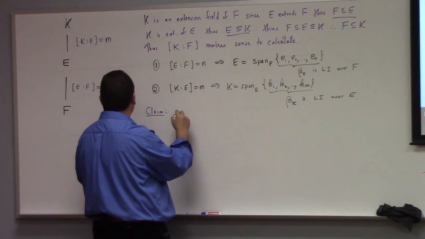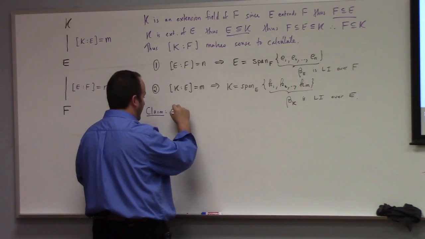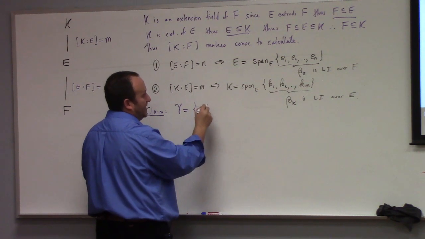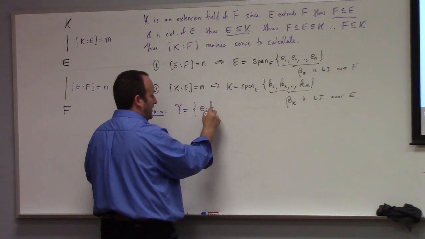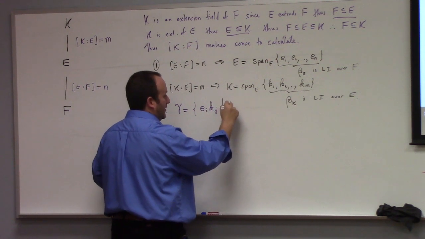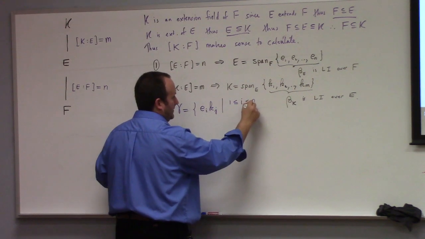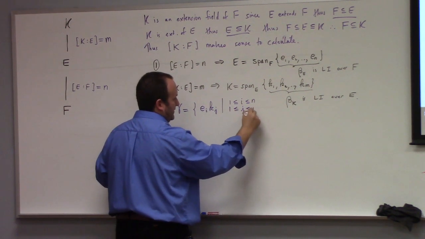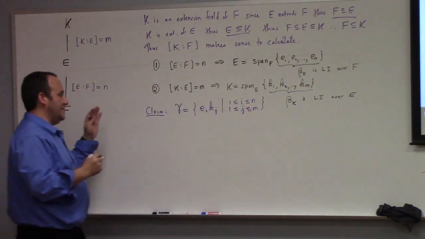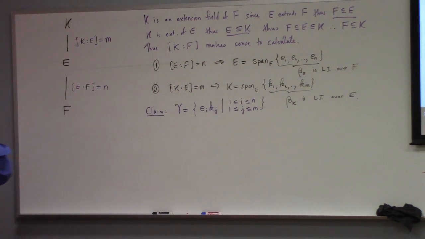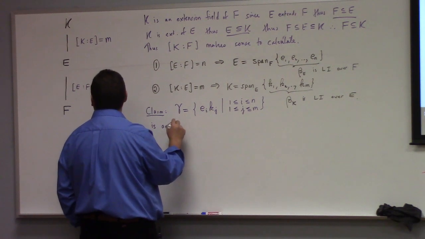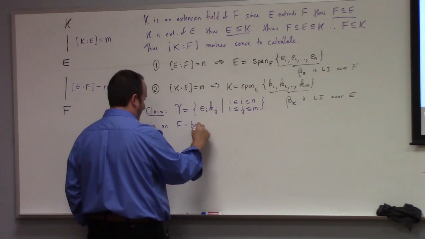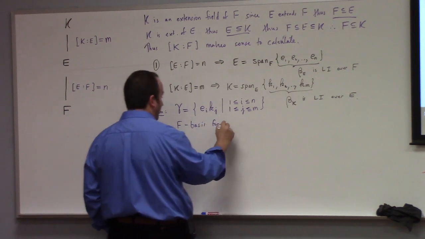So we'll let beta, well, I'll just give it a new name altogether. I'll call it gamma, which is going to be simply formed by e_i k_j, such that 1 ≤ i ≤ n, 1 ≤ j ≤ m. My claim is that this set gamma forms a basis. My claim is that this is an F basis for K.